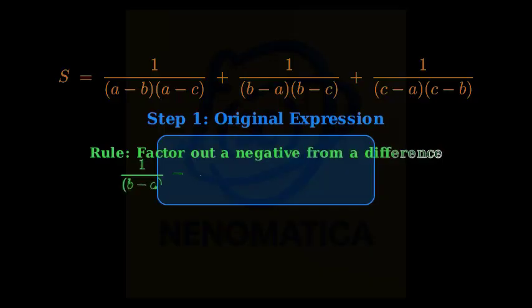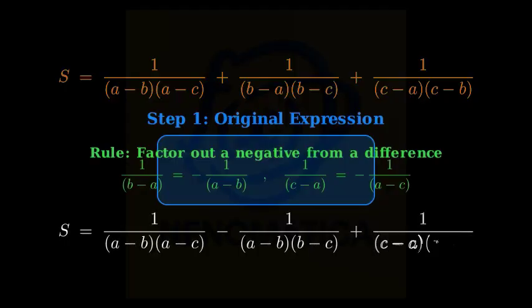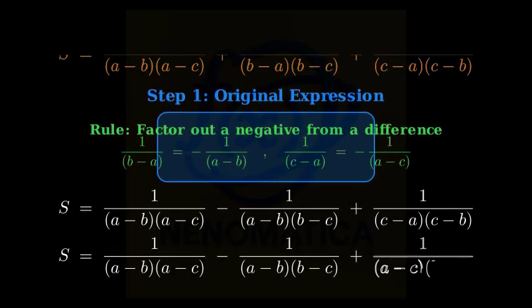The key observation is 1 over b minus a equals -1 over a minus b. Apply this to the second term. For the third term, flipping both factors contributes 2 negatives, which multiply to a positive, so no sign change overall.